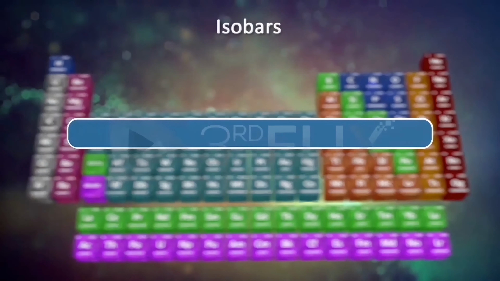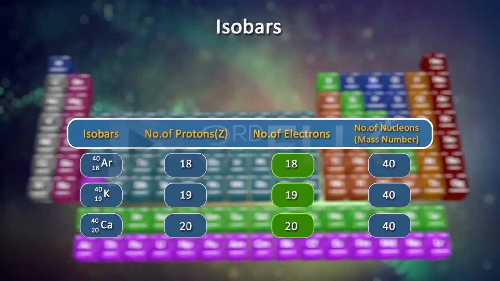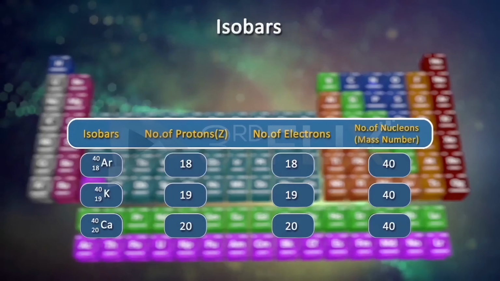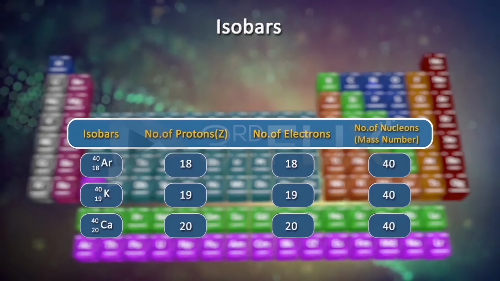Isobars have different chemical properties as they differ in the number of electrons. They show similar physical properties due to the presence of the same number of nucleons.